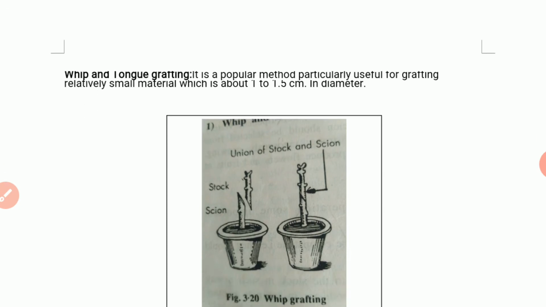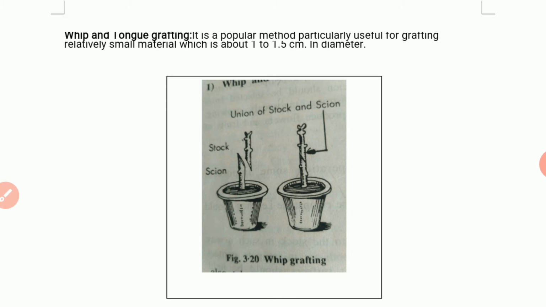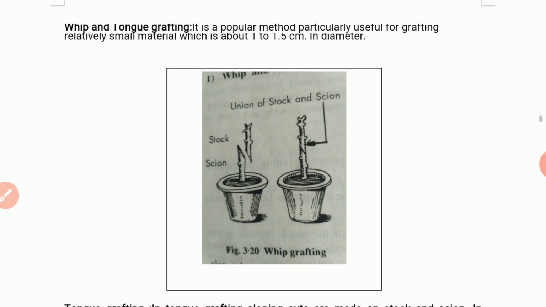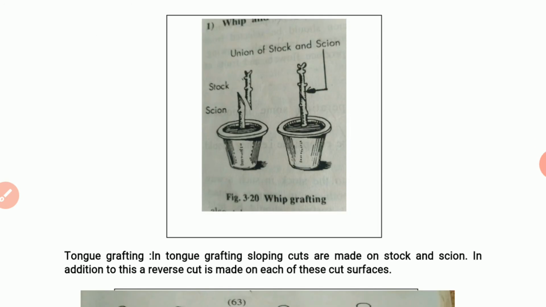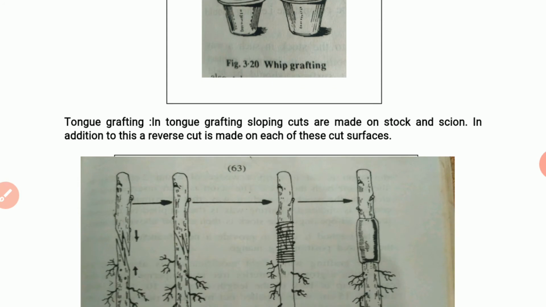The next type of grafting is whip and tongue grafting. It is a popular method, particularly useful for grafting relatively small material, which is about 1 to 1.5 centimeter in diameter. This is a simple type of grafting where we just cut a scion and stalk. A slanting cut is taken and again they are tied with polythene and it develops into a new plant.